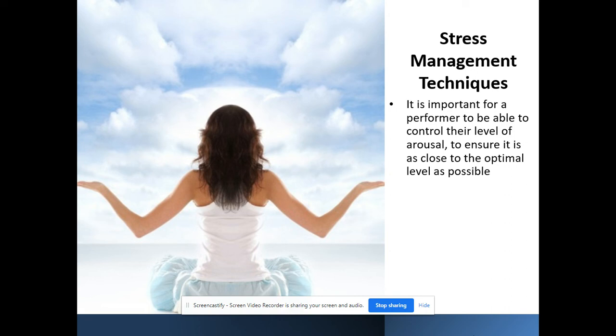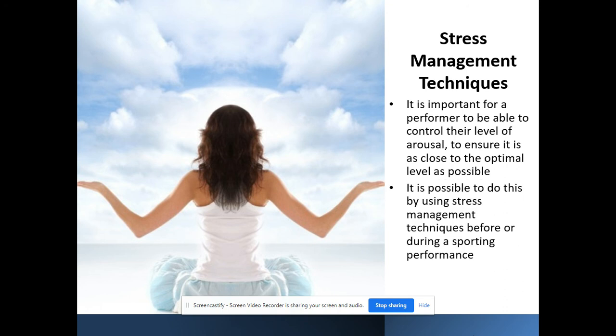So it is important for a performer to be able to control their level of arousal to ensure it is as close to optimal level as possible. That's really key, that word, optimal level. That is the kind of moderate arousal. It's optimal for the sport to make sure you're not over-aroused, to make sure you're also not under-aroused as well. It is possible to do this by using stress management techniques before or during a sporting performance.